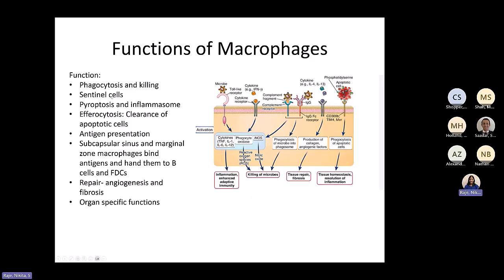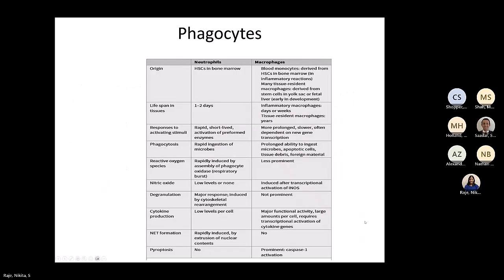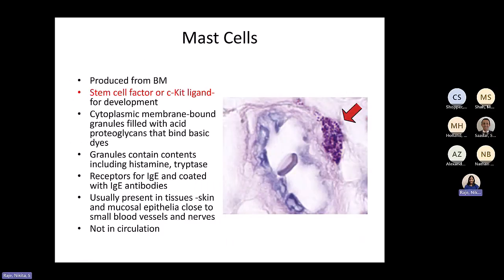All right, those are all the functions of the macrophages. Moving on. Talking about mast cells. So mast cells are also produced from the bone marrow.